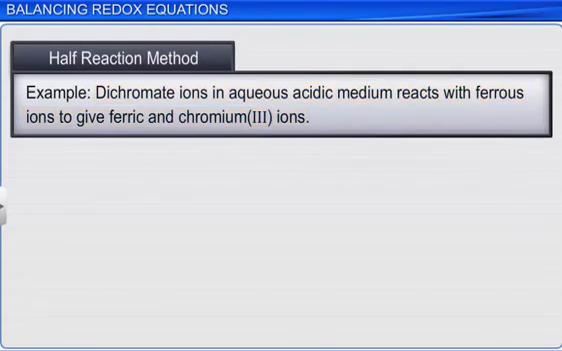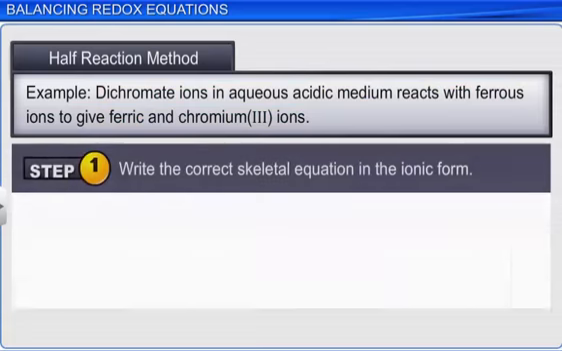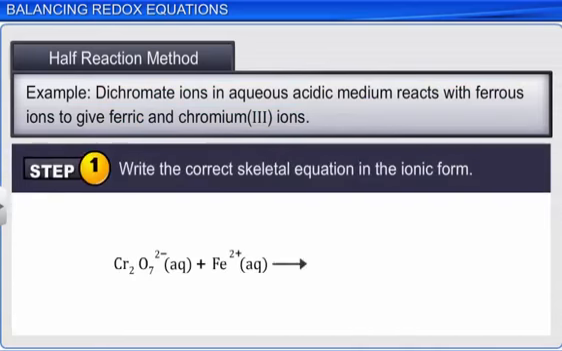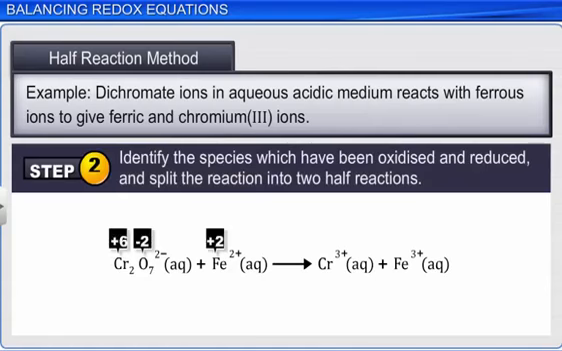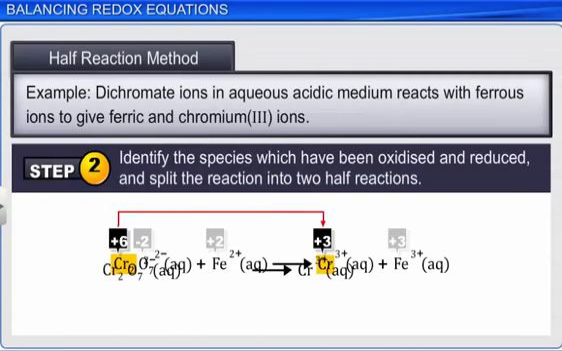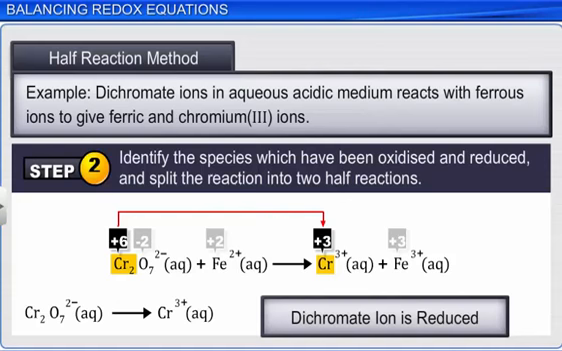Let's look at the steps involved. First, write the skeletal equation for the reaction in the ionic form. Then identify the species which have been oxidized and reduced, and split the reaction into 2 half reactions. This is step 2. In this case, the oxidation number of chromium decreases from +6 to +3. Thus, dichromate ion is reduced.